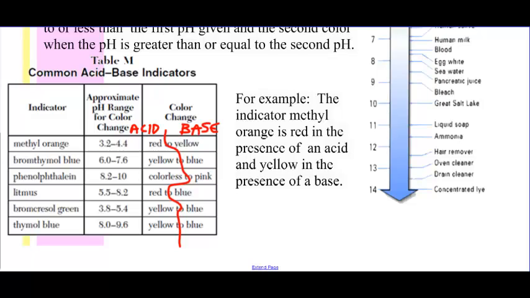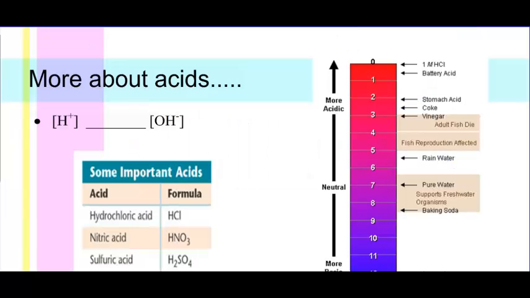Phenolphthalein that we've worked with before is colorless in an acid, but pink in a base. Thymol blue is yellow in an acid and blue in a base. Okay? So the first color that's listed is the color in an acid. The second color that's listed is the color it is in a base. So if you have a solution and you don't know if it's an acid or base, you can use an indicator. Put a couple drops of phenolphthalein in it. If it's colorless, it's an acid. If it's pink, it's a base. So acids cause acid-base indicators to change colors. Okay?